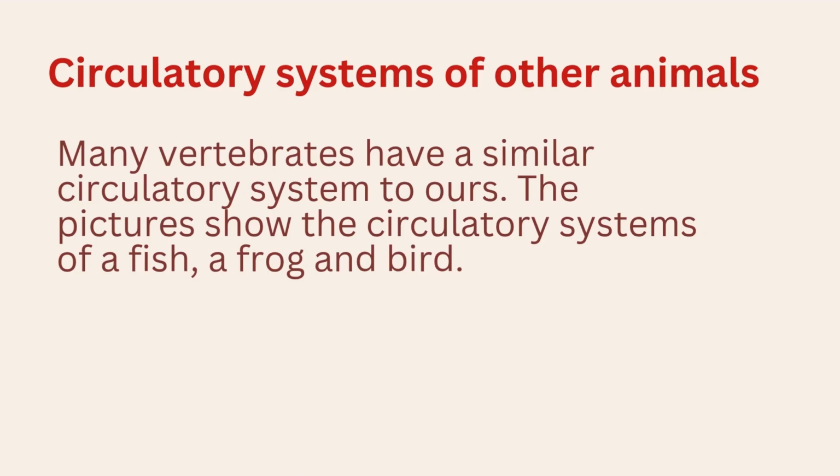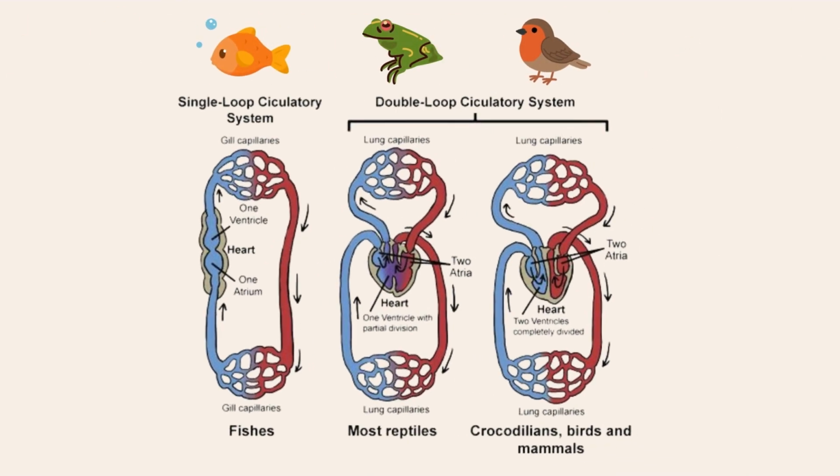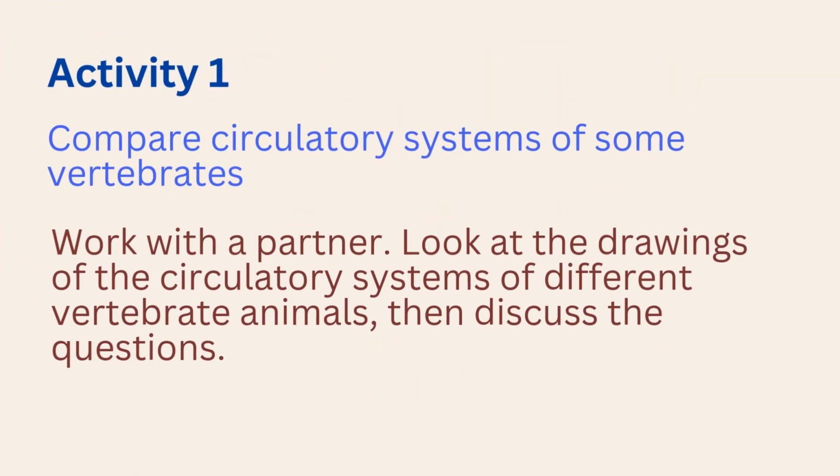Circulatory systems of other animals. Many vertebrates have a similar circulatory system to ours. The pictures show the circulatory systems of a fish, a frog, and a bird. Activity 1. Compare the circulatory systems of some vertebrates. Work with a partner. Look at the drawings of the circulatory systems of different vertebrate animals, then discuss the questions.